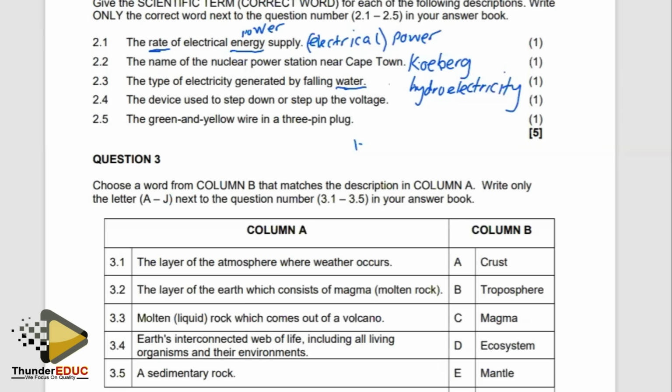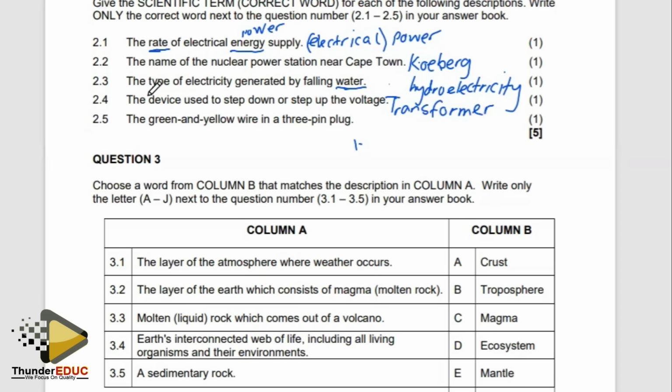The device used to step down or step up the voltage. Now we go on to the power station there. We know that the device that is used to step down or step up the voltage is the transformer. So you write your word here, only one word, transformer. One mark for that.